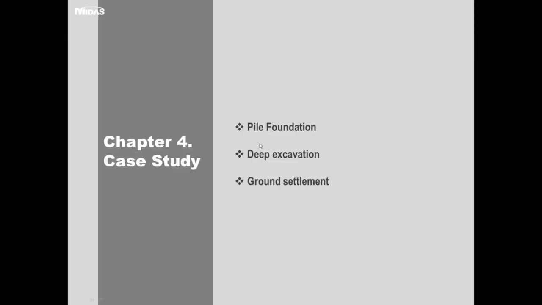Okay, so now we'll just do a couple of case studies. First, I have a pile foundation that I'd like to go over, then a deep excavation, and a ground settlement type project.